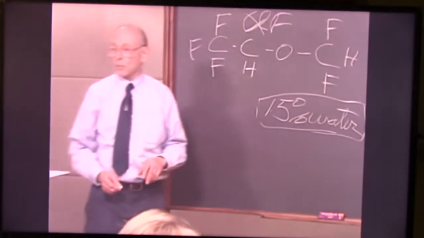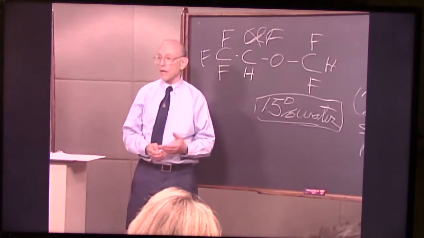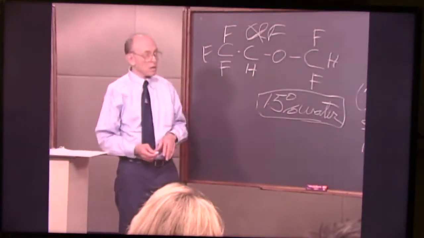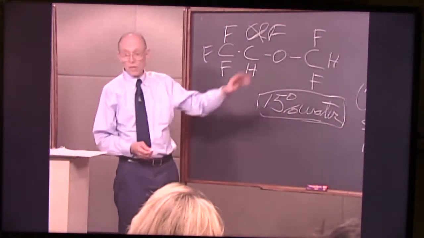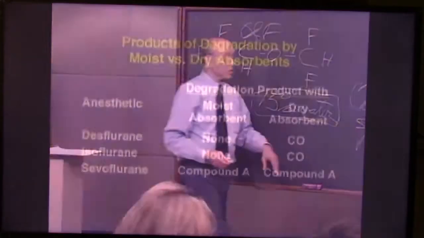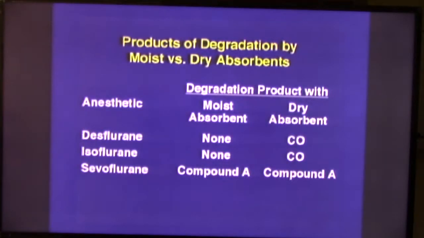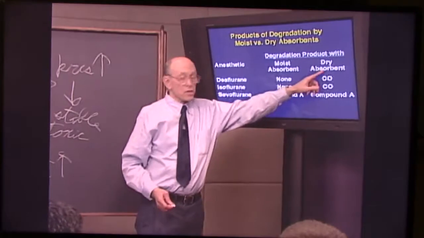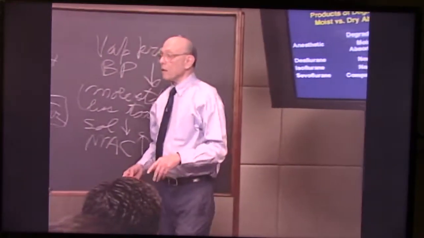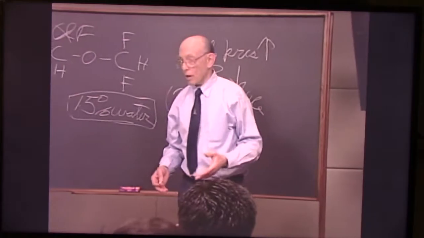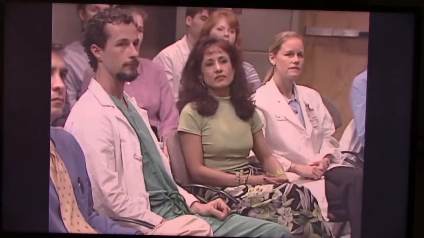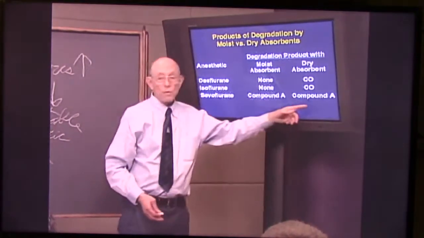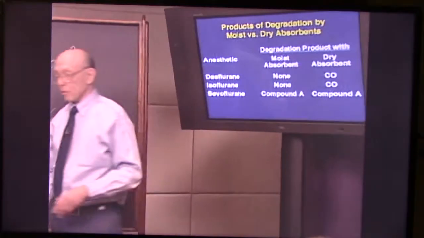And that's important. First of all, it can accelerate the reaction with carbon dioxide. But second of all, it protects against the degradation of the inhaled anesthetics, all of these. So with desflurane and isoflurane, if you've got normal, moist absorbent, you have no production of carbon monoxide. It's only when the absorbent is dry, drying by 90% or more, that you get carbon monoxide production. You get compound A production, however, from both moist and dry absorbents.